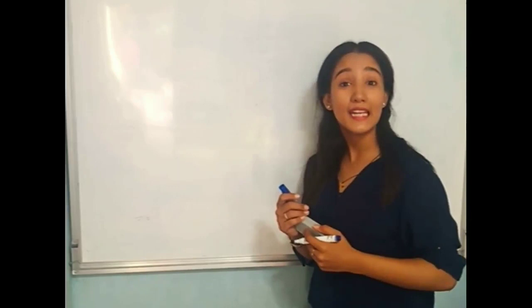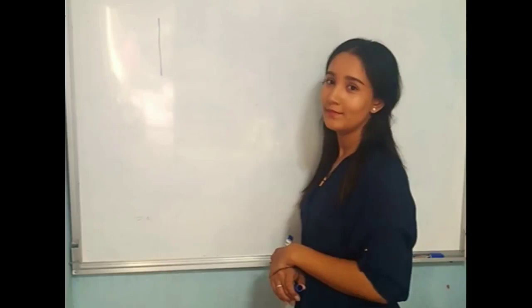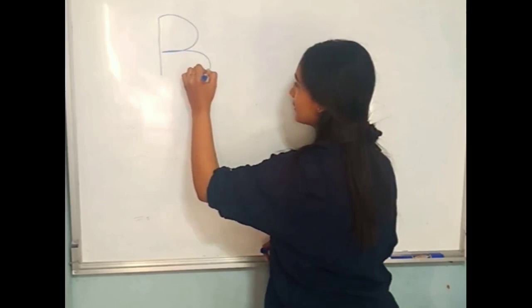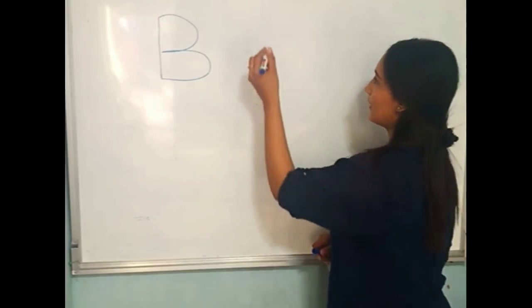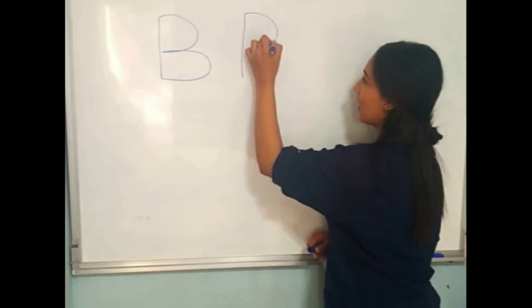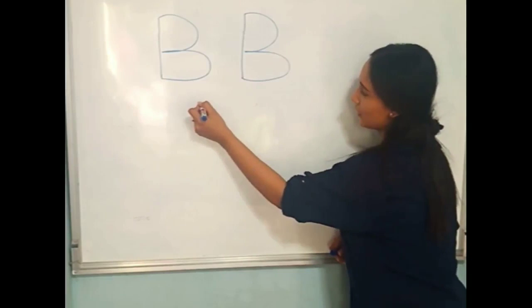Standing line, and then one curve, two curves. B. One standing line, one curve, two curves. B.